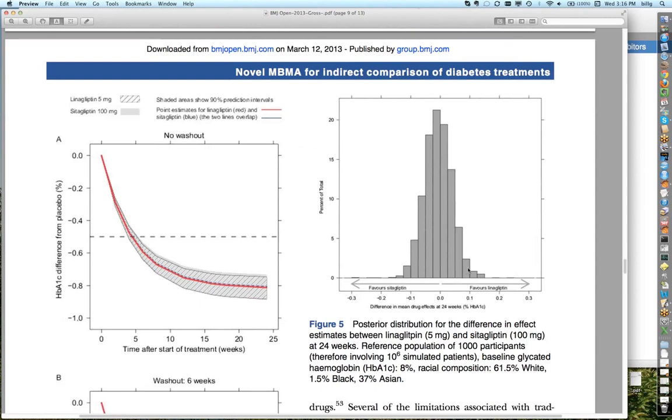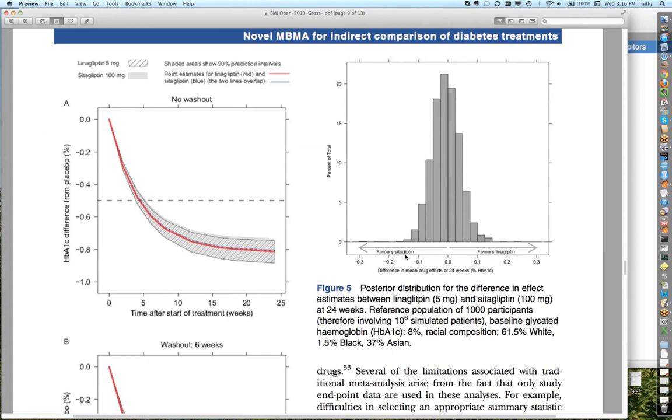And this is really the story they wanted to tell, which is taking the model and using it for inferences comparing sitagliptin to linagliptin. In particular, they're comparing the maximum labeled doses for the two compounds. So it's 5 milligrams for linagliptin and 100 for sitagliptin. Those are daily doses, I believe. And so here we're looking at HbA1c, difference from placebo versus time.